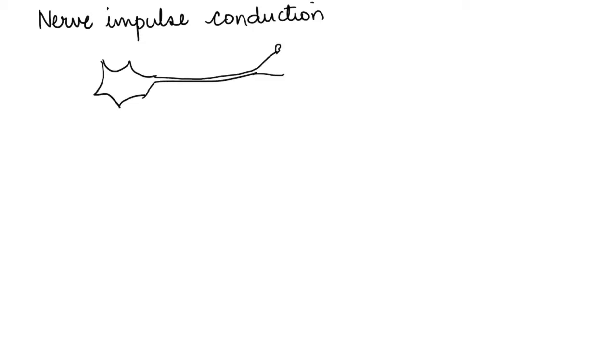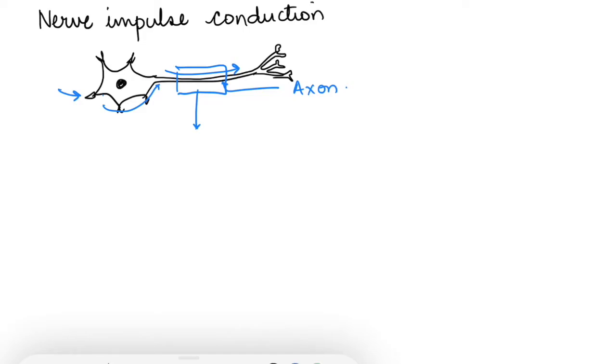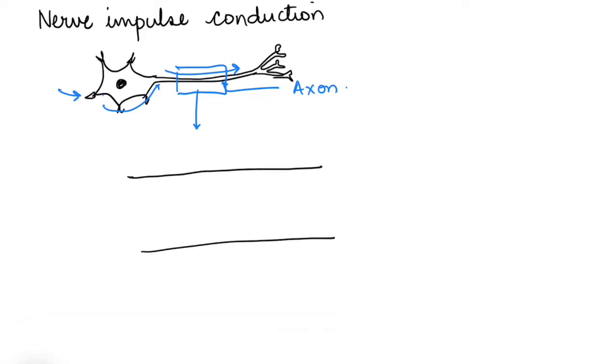Here I'm drawing a neuron, and we know that the neuron is capable of detecting and receiving the stimulus and passing it to the next neuron. So it receives the stimulus through the dendrite and then it conducts it along the axon to move to the next neuron. So here we are going to see the changes that happen in the axon when a nerve impulse is passing through it. Now, this is the axon when there is no impulse passing through it.